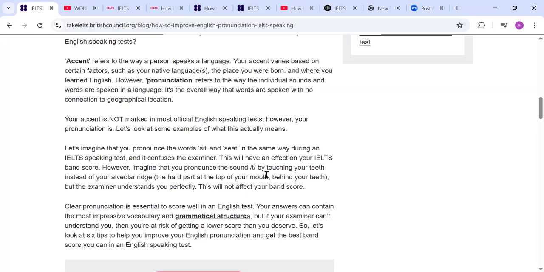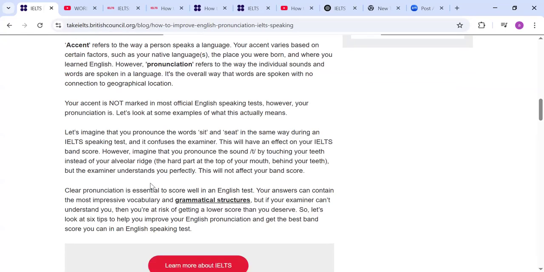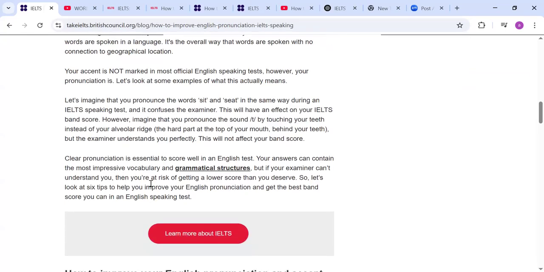It plays different roles, like how we are moving our tongue, how we are touching different parts of our mouth. But if the examiner understands you perfectly, this will not affect your band score. The way you are pronouncing the words, if it is understandable for a listener, then it is okay. But if you are not making the difference between sit and seat, then it will cause a problem for the examiner, so you can get a lower score. So you need to make a difference between sit and seat.